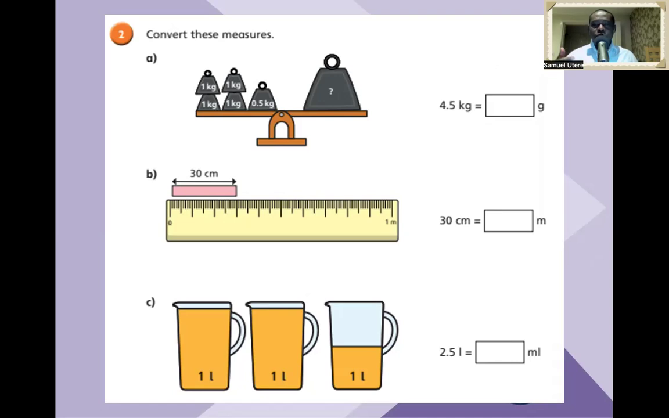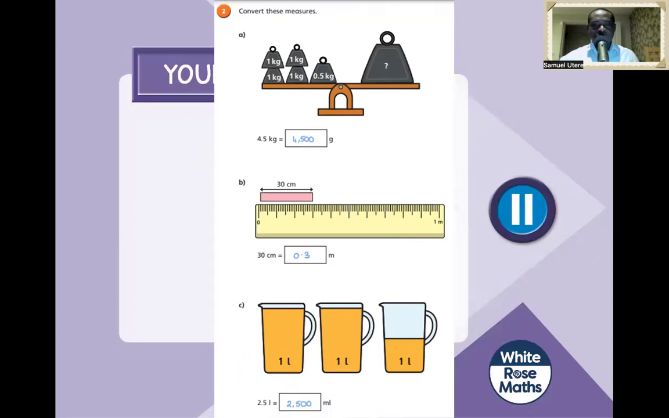So assuming you've paused the video and you've answered the questions, here are the answers. So mark your work and celebrate your success. So here you simply ask to convert these measures, okay? And you've been given the values here. You simply want to make them into gram, this one into meters, and this one into milliliters, okay?